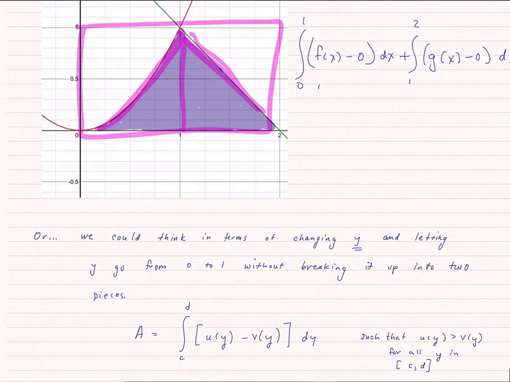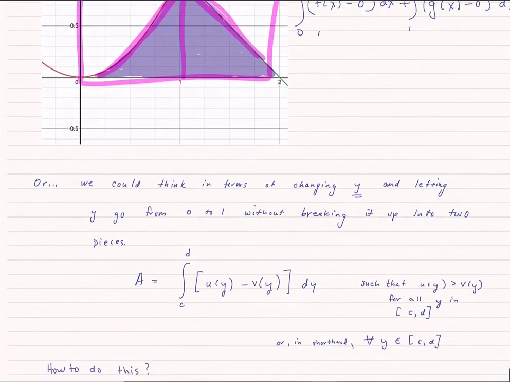counterclockwise 90 degrees. So the only thing we have to watch out for is, again, to make sure that those curves don't cross in that range and that we pick the right function to be on top. So let's go through those steps.